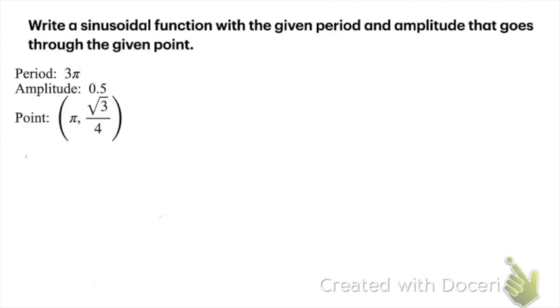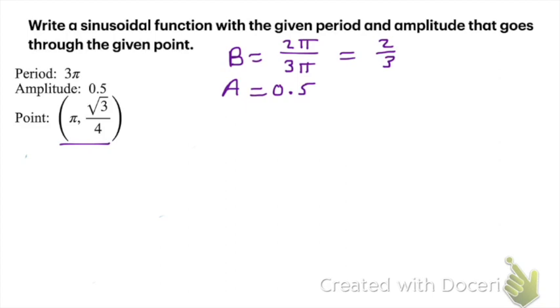We can go and figure out right away what our B is. So our B, if you recall, is our normal period over our new period. So this is 2/3. Our B is going to be 2/3. This 0.5 is our amplitude, so that's my A, 0.5. All right, we can use these to help us figure out what's going on for this point.